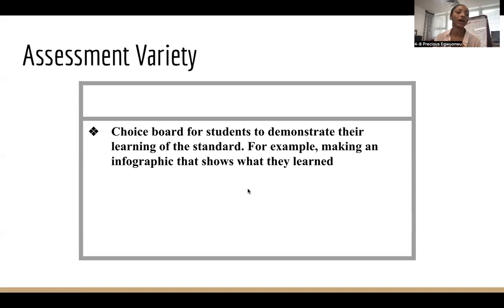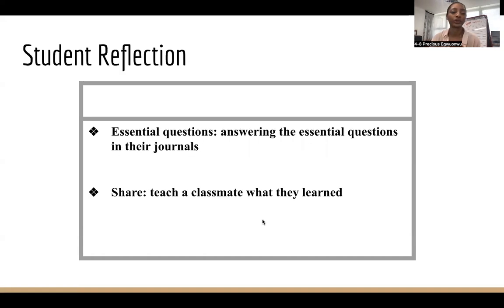Assessment variety, I would add on to my assessment by giving students choice boards for them to demonstrate their learning and understanding. For example, I would give them an option to make an infographic, which is a visual representation of what they've learned, a summary of it in a visual way. So I would give them that opportunity.